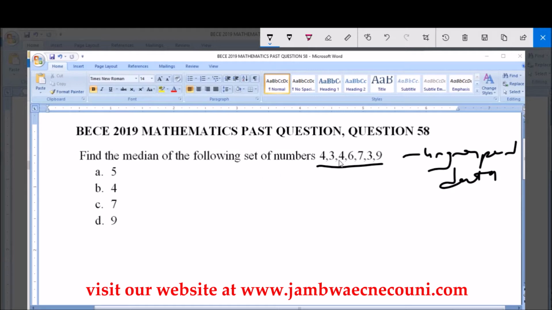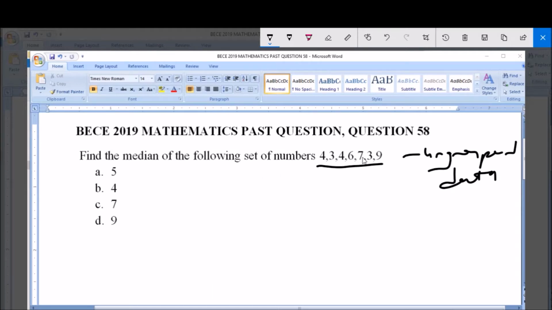Now if you go by these numbers and you pick the middle, let's count these numbers. You have 1, 2, 3, 4, 5, 6, 7, and so therefore if you go by the arrangement of these numbers like this and pick the median, you say the median is 6, but it is totally wrong.